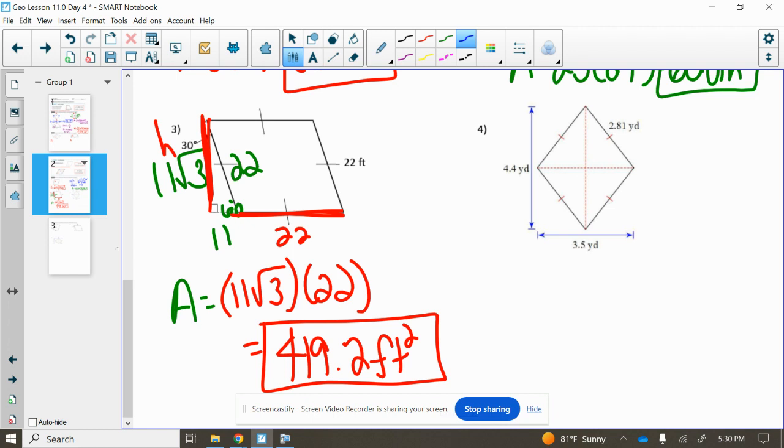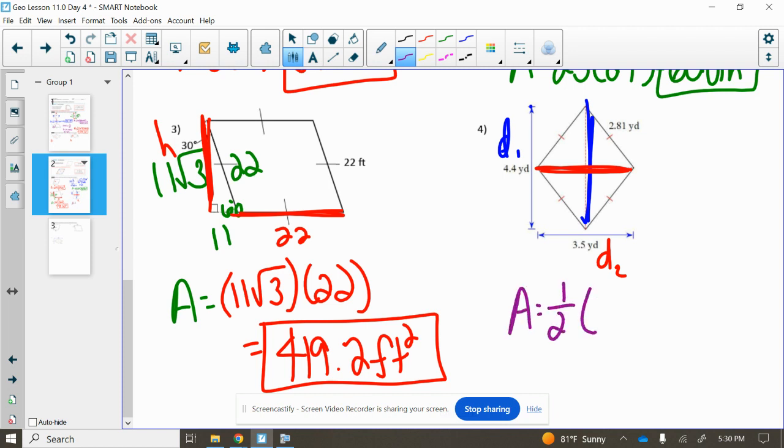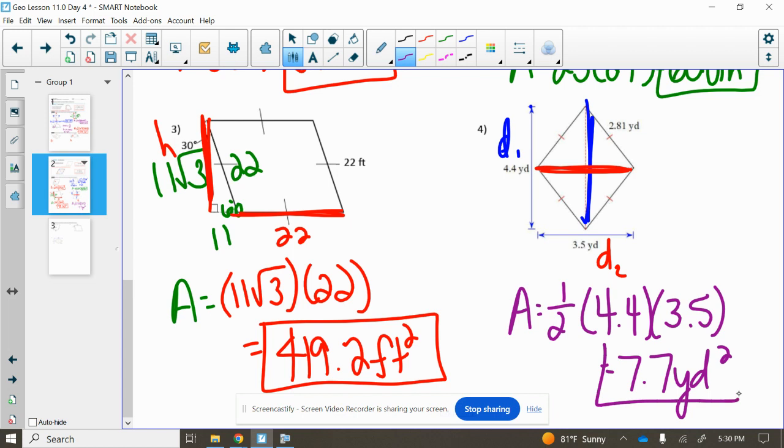Last example, we are given the length of diagonal 1 is 4.4. The length of diagonal 2 is 3.5. So when we calculate the area, this time we're going to use that 1/2 diagonal 1 times diagonal 2 formula. So 1/2 of 4.4 times 3.5, 7.7 square yards.